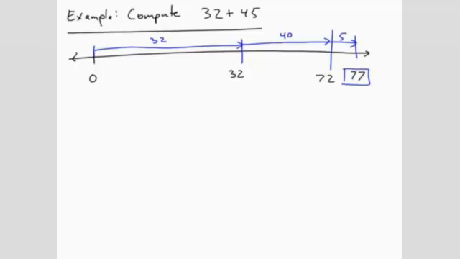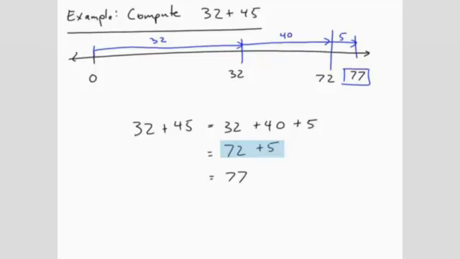We will express this idea symbolically in the following manner. 32 plus 45 is equal to 32 plus 40 plus 5. Start from 32, move 40 spaces to the right, and then 5 more spaces to the right. From here, we add working from left to right. 32 plus 40 is 72, and we still need to add the 5. 72 plus 5 is 77.